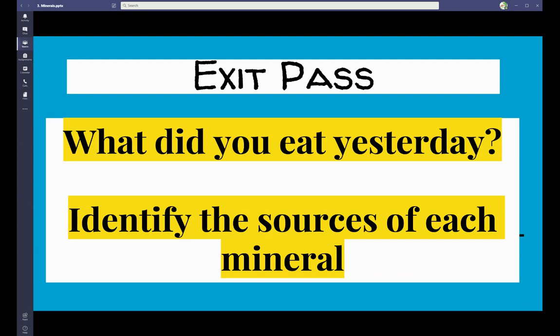So what you can do is look at your diet yesterday. What did you eat yesterday? And identify any minerals or sources of minerals in the foods that you ate. If you had cheese, what mineral would you find in cheese? Calcium. And if you had bacon for breakfast, then you would know that it would be high in sodium.